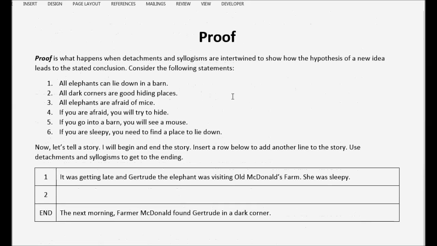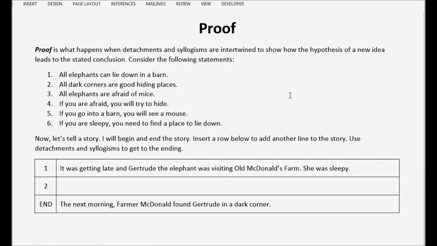This is also going to be in the solutions video, but this is a proof. We have 6 ideas here that we can use to write the proof. And we begin a story. It's getting late, and Gertrude the elephant was visiting Old MacDonald's farm. She was sleepy.